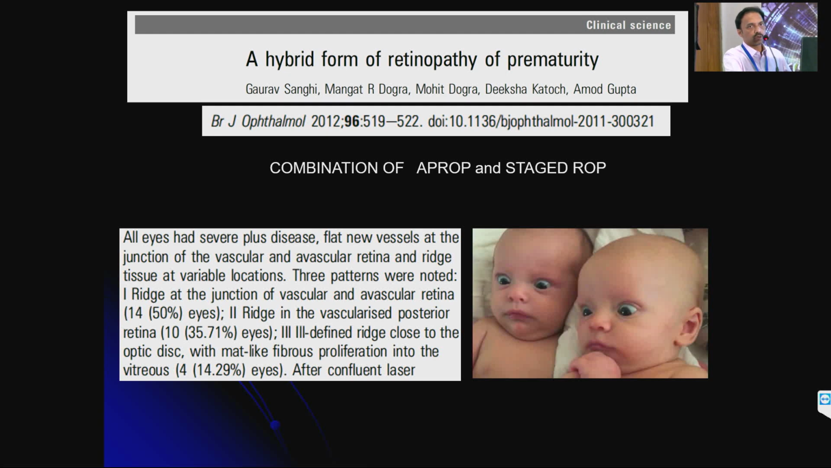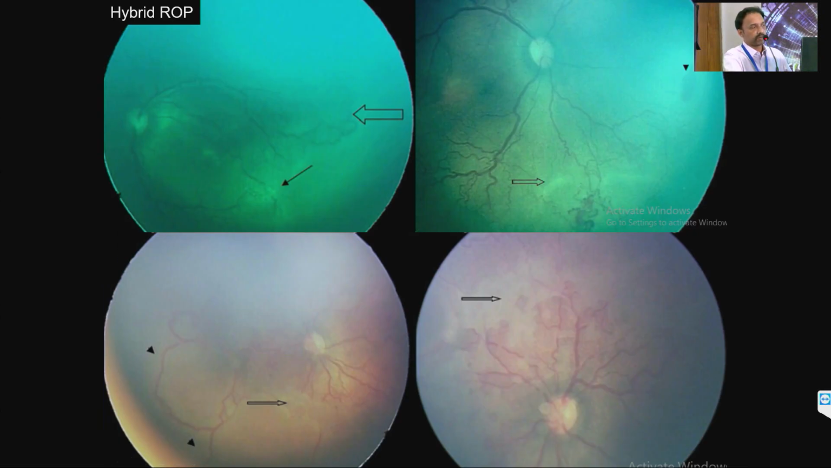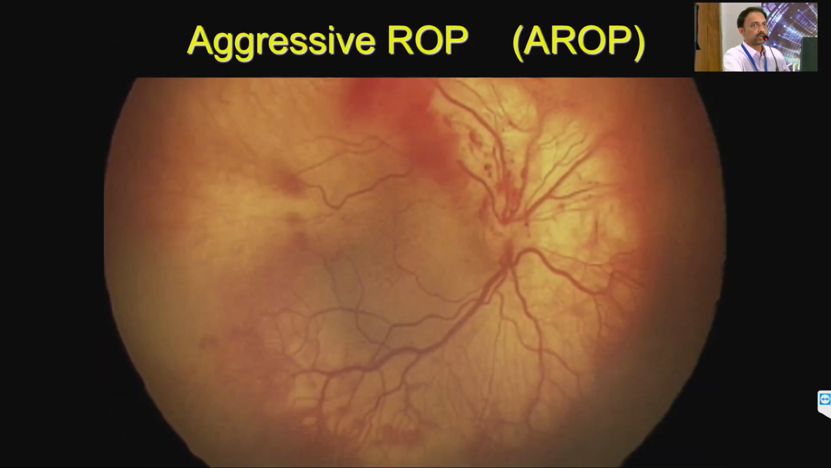So they defined what is called a hybrid form of ROP, where these eyes have flat new vessels at the junction of the vascular and avascular retina, but they have ridges that are at different levels. Now this is pattern 1, where you see a ridge at the junction of vascularity and avascularity. Here you see the ridge posterior to the avascular and vascular zone. Here you see a ridge very posterior, close to the peripapillary region. So these are some variations where all these patients would fit into APROP. So considering all of these, the classification group said we should call these patients aggressive ROP, AROP, and not APROP. So the posterior term is taken away.